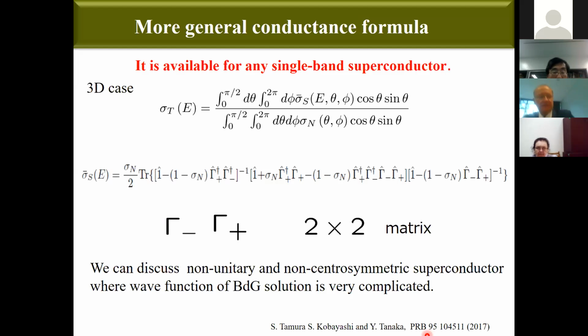Recently, an extension has been done by Dr. Tamura. He introduced a more general conductance formula available not for 2x2 but for 4x4 Bogoliubov-de Gennes equations. In that case, the difference is that gamma minus or gamma plus is no longer a scalar but becomes a 2x2 matrix. However, if the normal metal does not include a magnetic moment or spin orbit coupling, it can be written straightforwardly. The sigma s bar is given like that. It is a trace of a 2x2 matrix, and it can be written compactly.